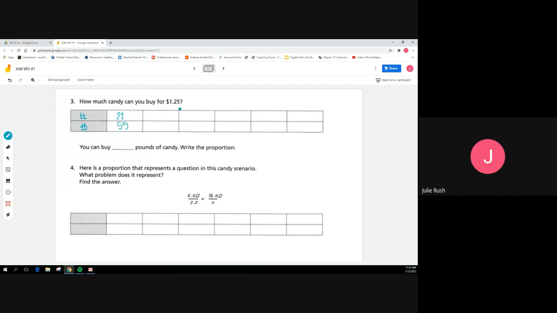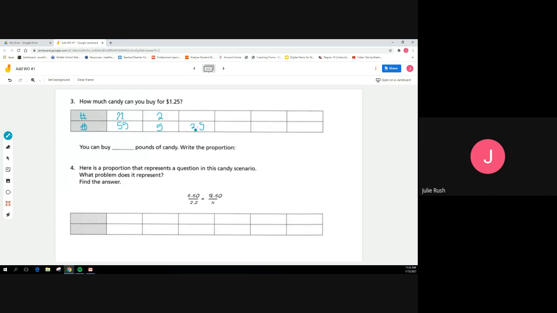I'm trying to get to $1.25 here. So 55 is obviously way more than I want, but I know that these are both divisible by 11, which gets me to 2 and 5. Remember, my target is 125 in this column. I'm going to half again because I know that gets me to 2.5. And then I'm looking at 2.5 and 1.25.